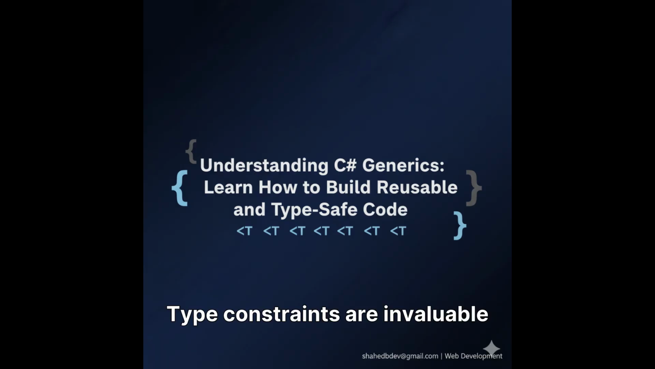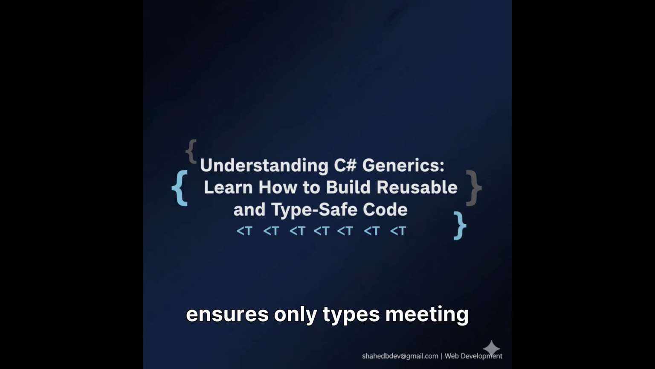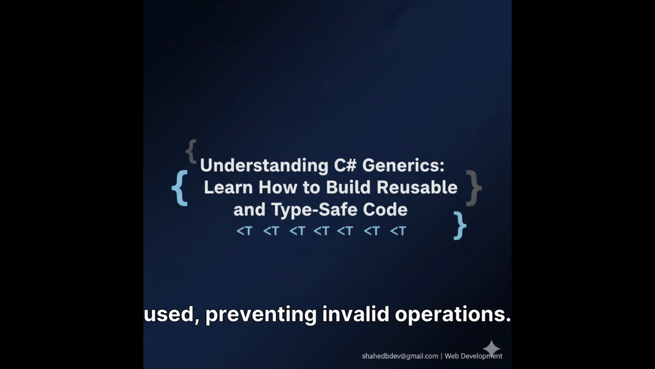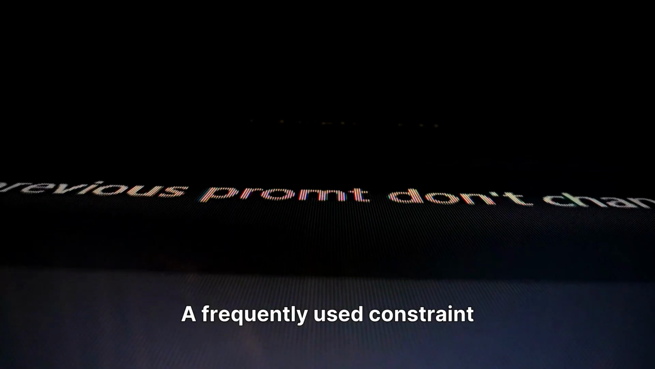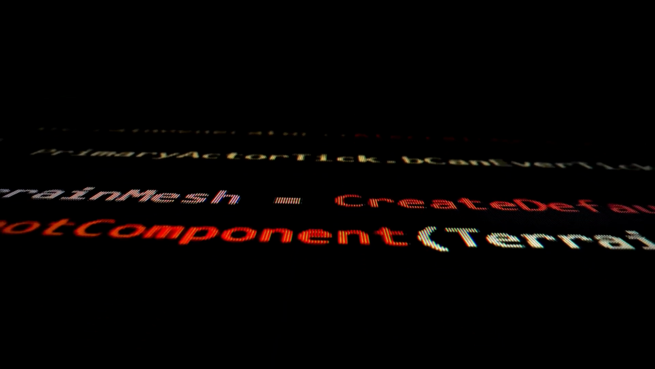Type constraints are invaluable for specifying requirements for type arguments. By adding a constraint, you declare, this generic type T must be a class, implement this interface, or have a parameterless constructor. This restriction ensures only types meeting these criteria can be used, preventing invalid operations. A frequently used constraint is where T : class. This dictates that any type argument for T must be a reference type. T cannot be a value type like an integer or struct. It must refer to an object on the heap, such as a class, interface, delegate, or array.